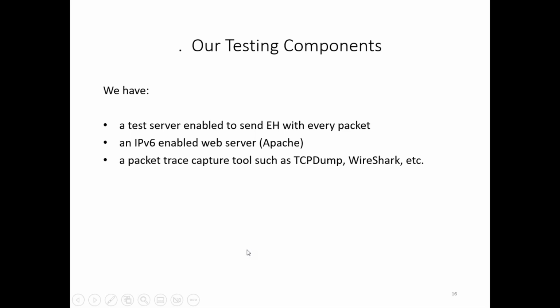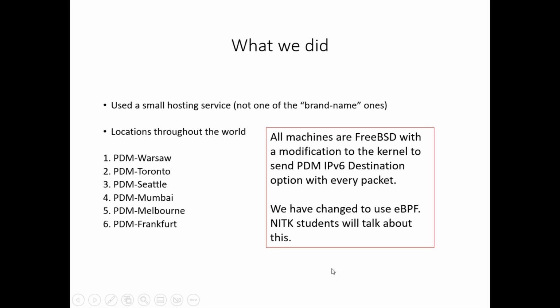So what we did is we set up a testing component. We have a test server enabled to send extension headers with every packet. Of course, you might be wondering how we do that, and the students will talk about that in a moment. We've got an IPv6 enabled web server, and we did that with Apache and a packet capture. So what we did is this is critical. We used a small hosting service, not one of the big ones, and we had locations throughout the world.